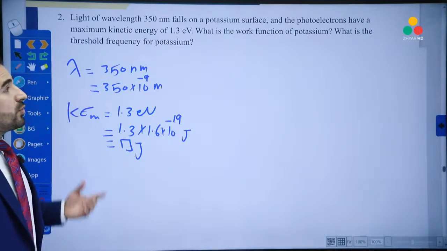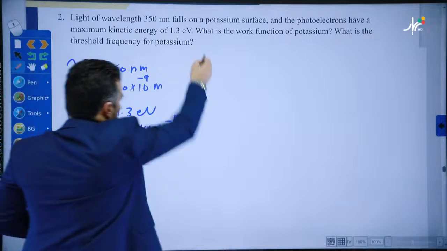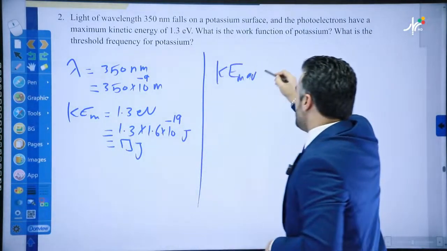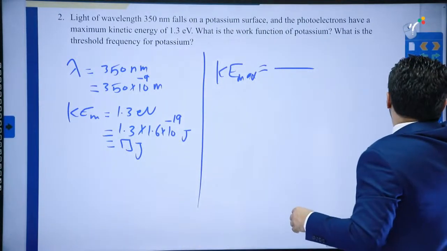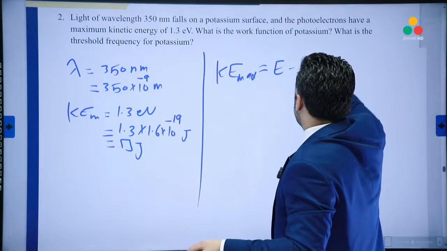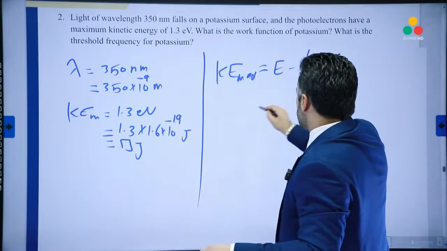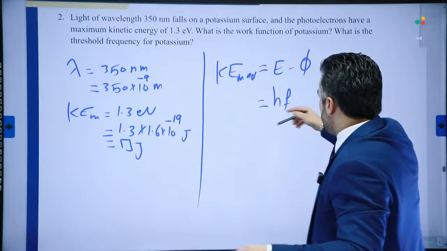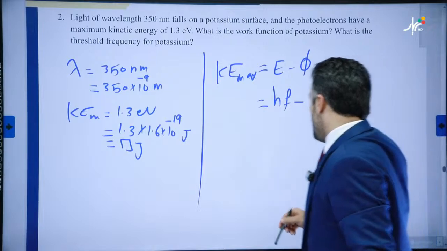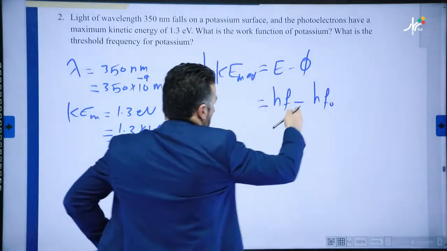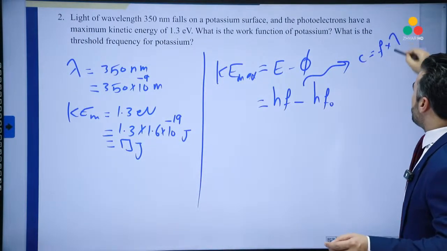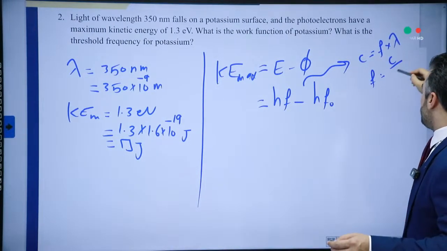Then the question says, what is the work function of the potassium? So we'll say maximum kinetic energy is equal to the energy that we have minus the work function. Or you could go ahead with hf, that is the energy of the incident photon, minus the work function, which is hf naught. But we don't have the frequency there. We've already learned that c is equal to frequency times the wavelength. So frequency is equal to speed of light over the wavelength.